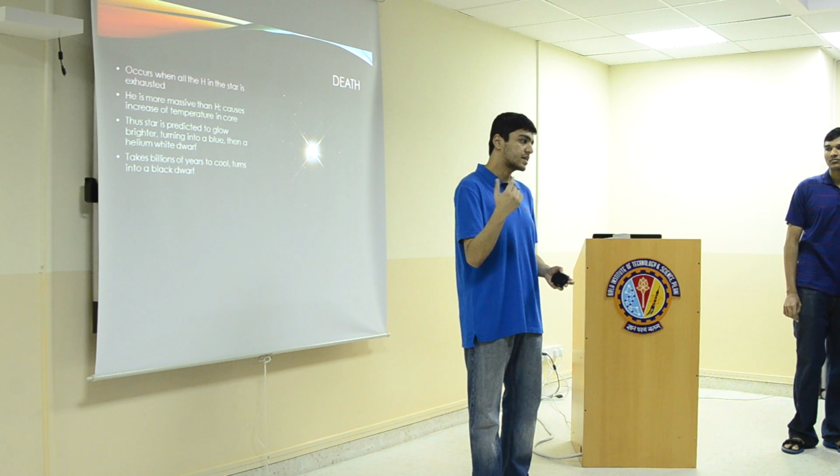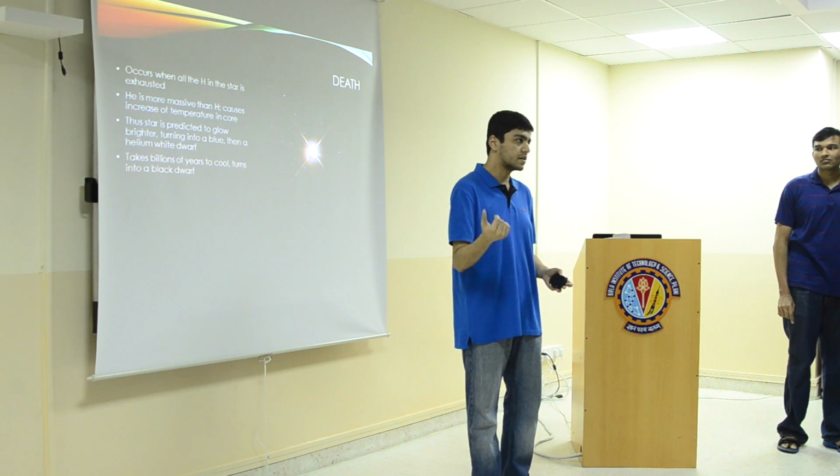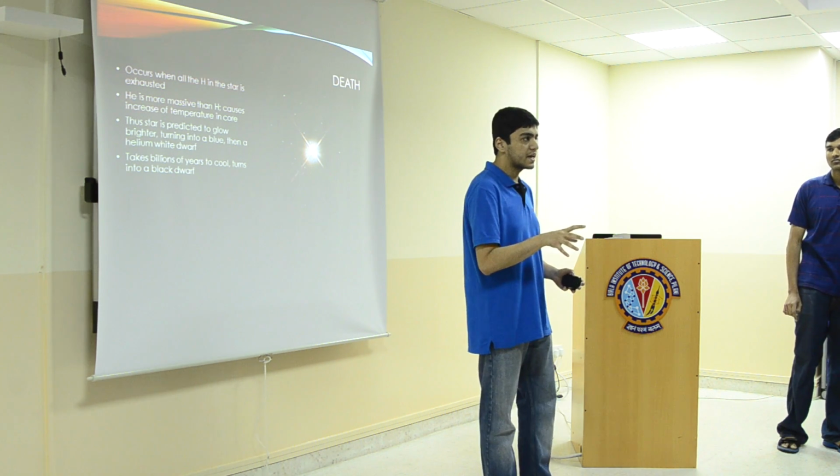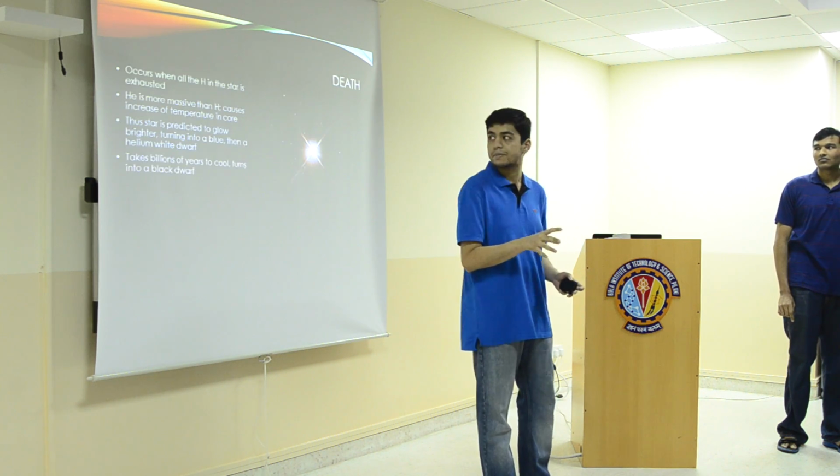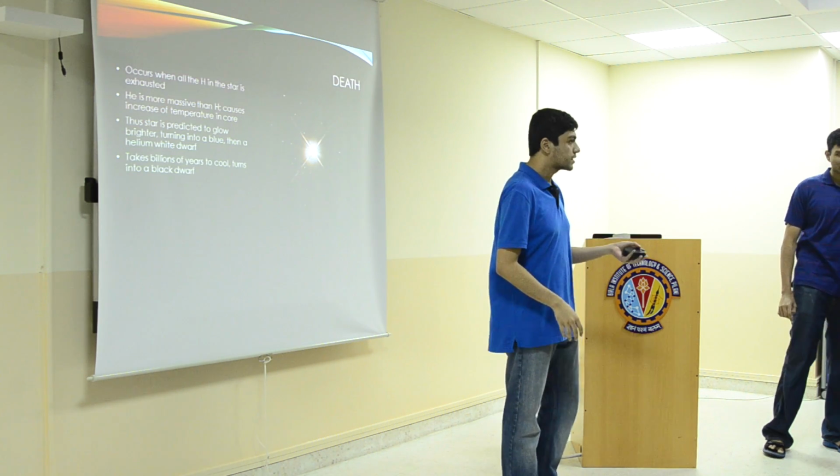But once the mass exceeds 0.3 solar masses, then we have low mass stars. And we've seen them die, we know what happens. So Arun will explain that.